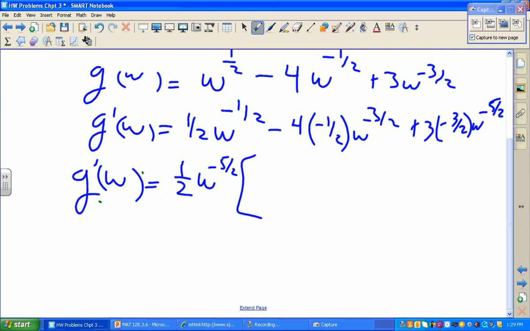Negative 1 half minus negative 5 halves will be 4 halves w squared. The negatives are still there, so that'll be a plus. There's a 4. Negative 3 halves plus 5 halves, since I'm subtracting a negative, so it'll be just w to the first. And then minus 9.